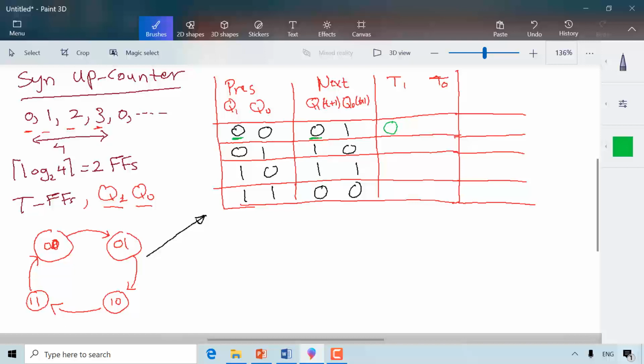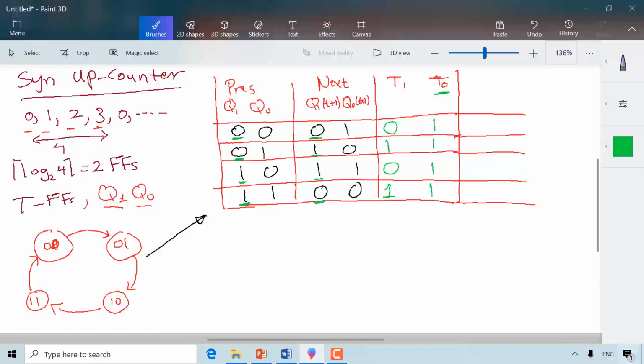Now, let's take a look here. Q1 present state is 0, Q1 next state is 1, then T is 1 because present state and next state are different. Q1 present state is 1, Q1 next state is 1. They are the same, so the input will be 0. Q1 present state is 1, Q1 next state is 0, so it is 1. Now let's take a look at Q0, which impacts the input T0. 0 to 1, 1 to 0, 0 to 1, 1 to 0: they are all different, the present and next states are different.